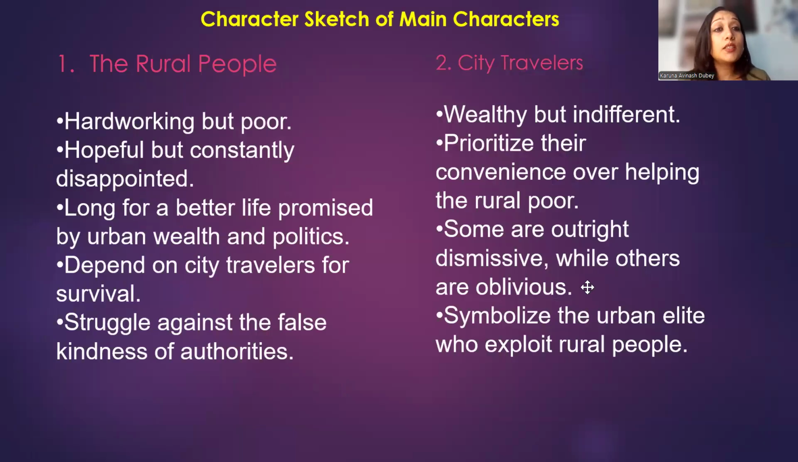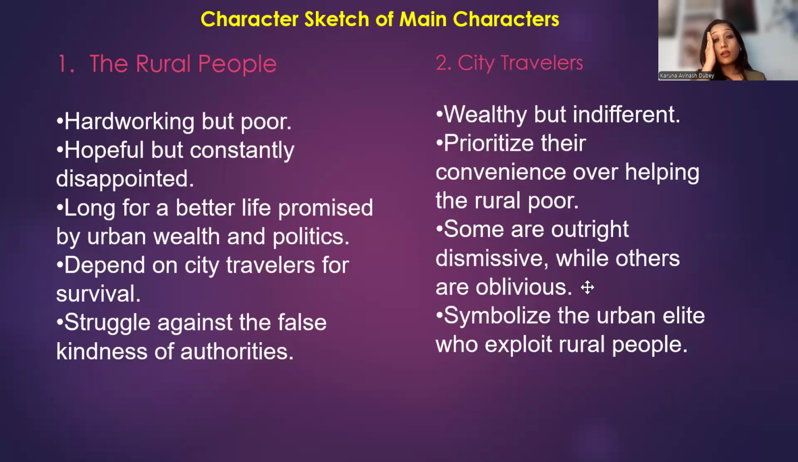Now, the difference between these two: the rural people, hardworking. First, I'll read the rural people: hardworking but poor, hopeful but constantly disappointed. They long for a better life promised by urban wealth and politics. They depend on city travelers for survival. They struggle against the false kindness of authorities. So these are their traits. How will you figure it out when you read a poem? You need to figure out what you feel about them, what is it that you think. They are hardworking because they produce so much every day, have that thing set up, and expect people to come by. That's hard working. They are poor, hopeful, but constantly disappointed.